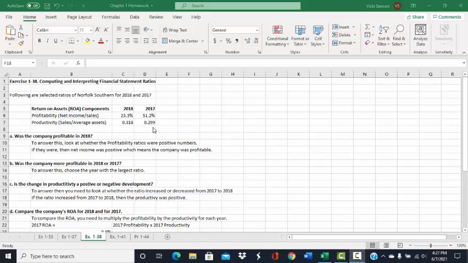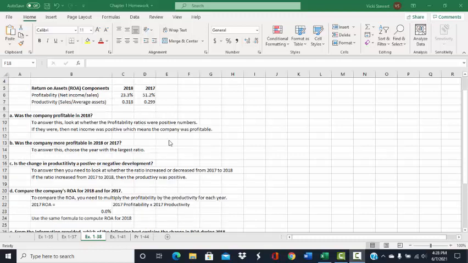questions. The first part in A states, was the company profitable in 2018? So the profitability percentage for 2018 is 23.3%. How can we tell whether or not they were profitable? Well, we know because this is a positive ratio. That means that net income had to have been a positive number. So yes, they were profitable in 2018. If it was a net loss, this would be a negative number.